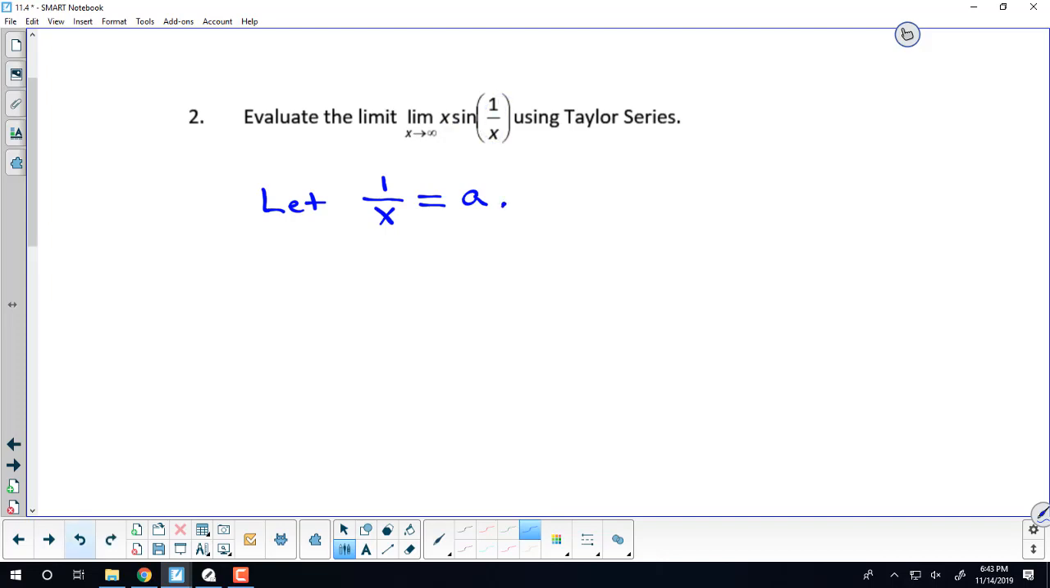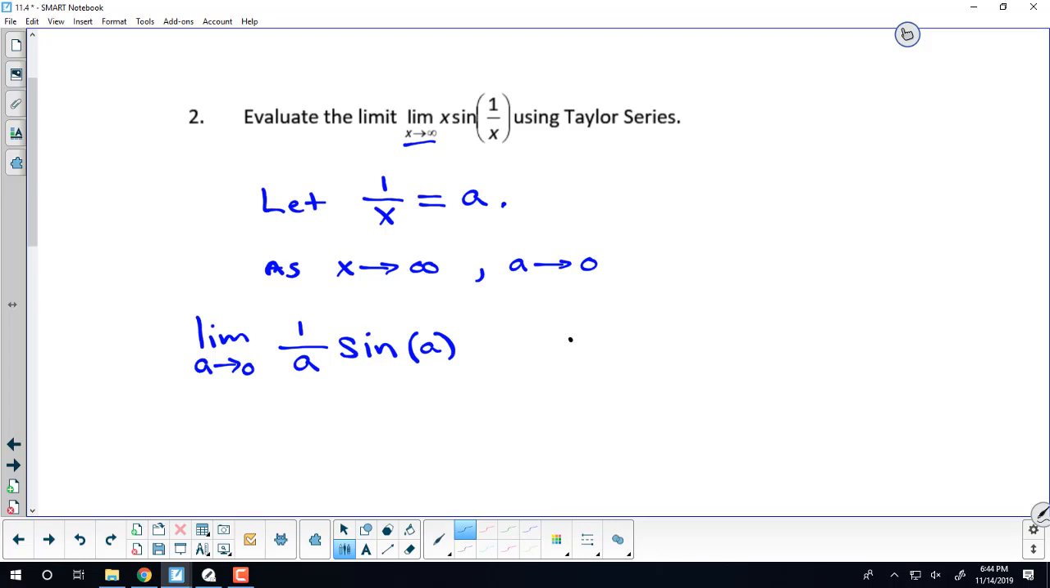So if this is our substitution, as X approaches infinity, what does a approach? 0. So we have to also substitute in for that X in the sense of our limit. But that's the main idea: if we perform this substitution, then we turn this infinite limit into a limit at 0, and then we can center the sine function at 0. So this limit is actually the limit as a approaches 0 of 1 over a times the sine of a.